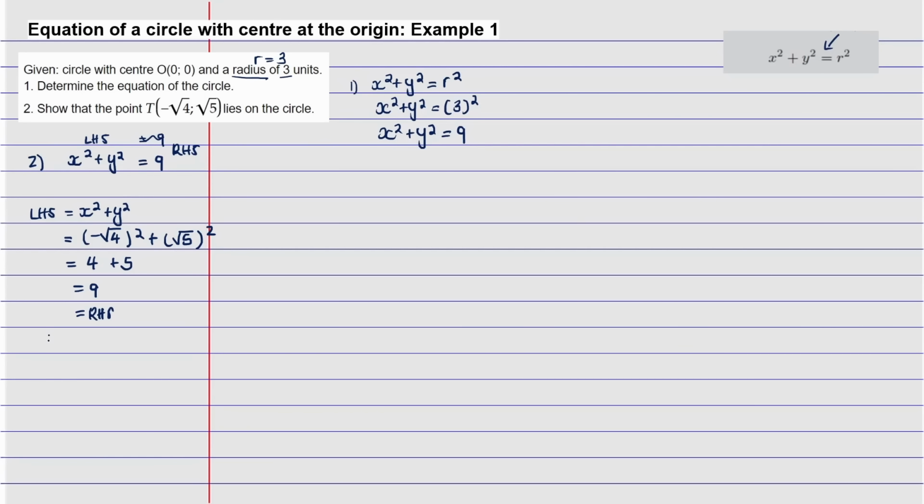So since the left-hand side is equal to the right-hand side, therefore T lies on the graph. So that's how you would answer this question.